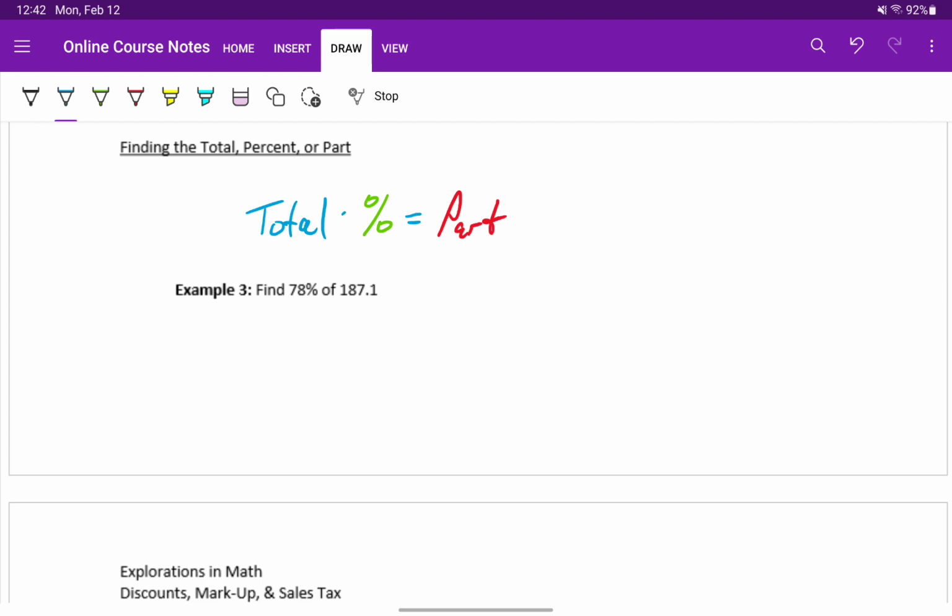In example 3, we want to find 78% of 187.1. In this case, that 187.1 is our total, our starting amount, and what we want to find is 78% of that. So we're going to take that value times 0.78. Using a calculator or Desmos, we can multiply that together to get 145.938.